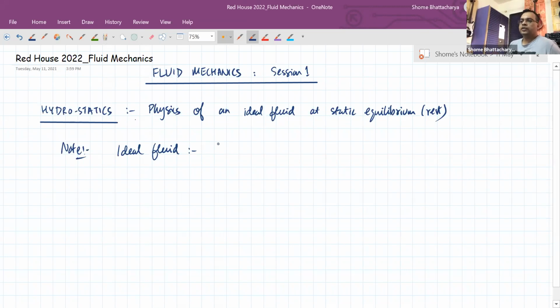According to it, a fluid is said to be ideal if it has two important properties. One is that it is what we call incompressible. That means the fluid is not compressed, at least not compressed easily, due to any change in pressure. So it will have a uniform and constant density, which is independent of pressure.